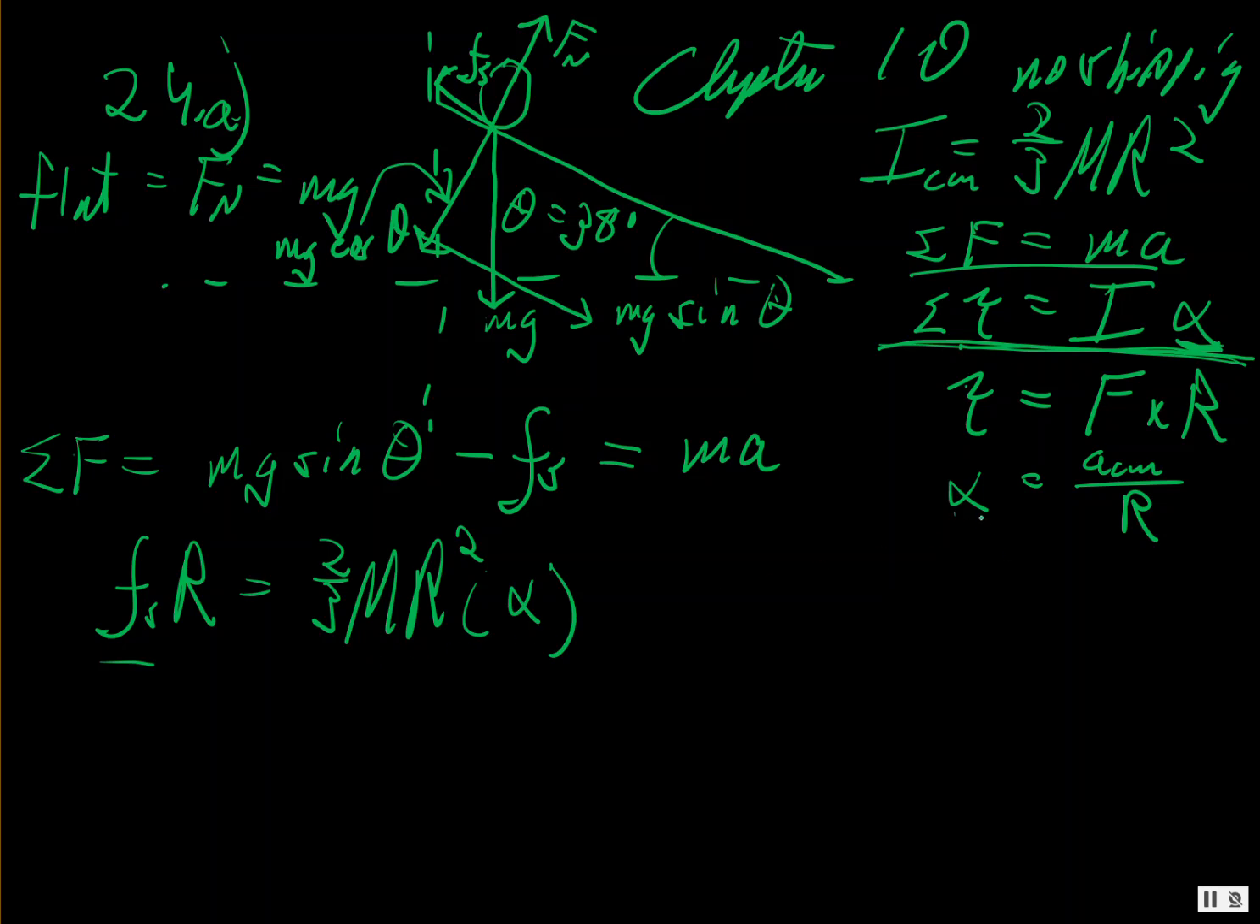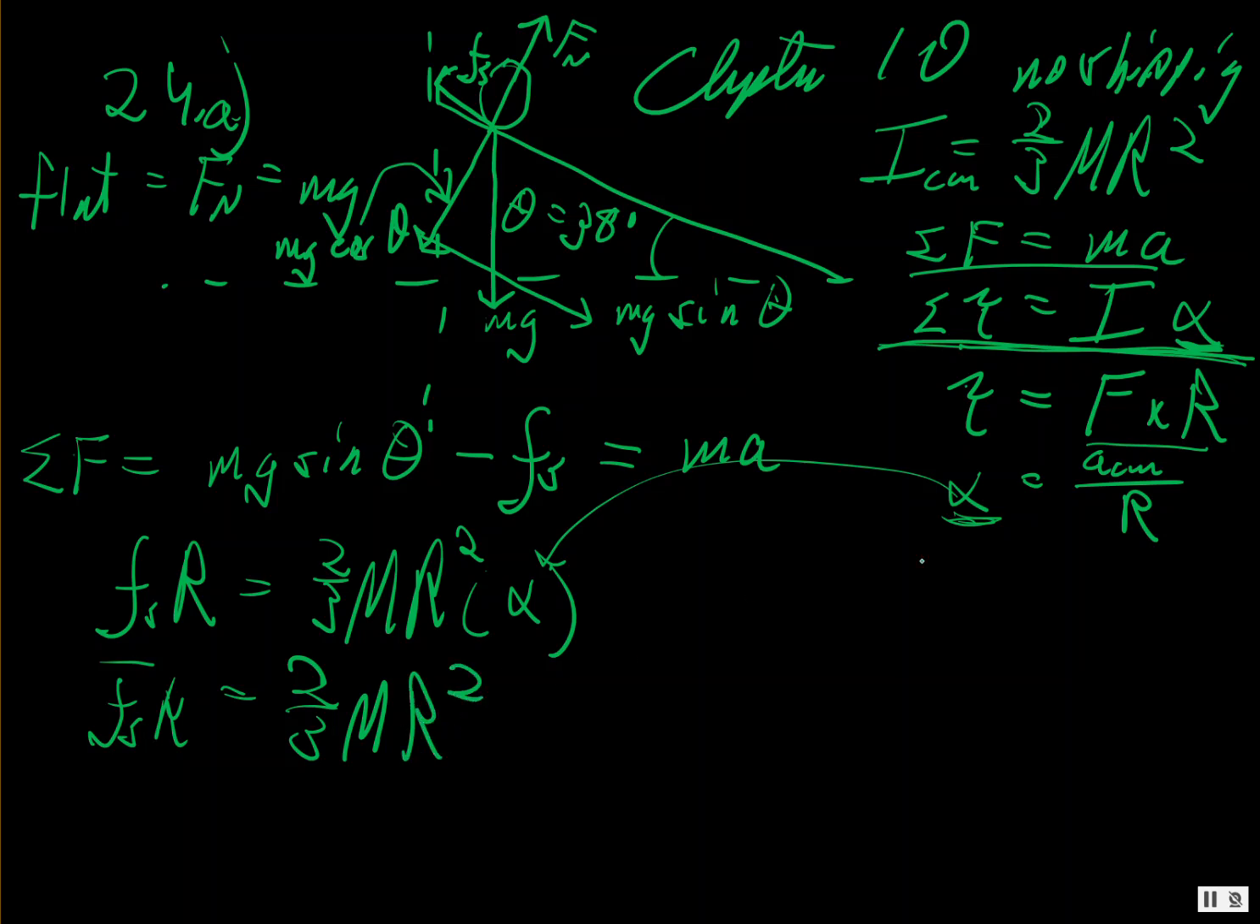We also know the angular acceleration, so substitute right here. Everybody sees what I'm doing here. I substituted this for torque, except we're using frictional force. So now let's substitute right here. We get the static frictional force times R is equal to 2/3 mr squared, and then substitute for angular acceleration, the acceleration of the center of mass over R.